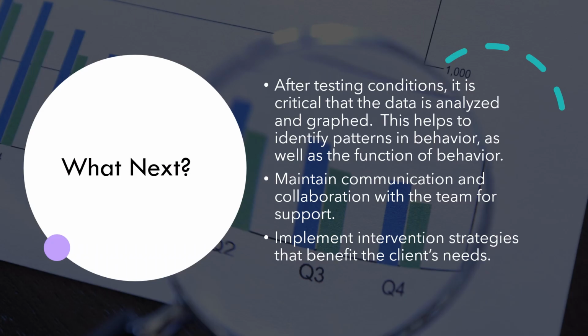So, what happens after testing all the conditions? The data that was collected should be graphed and analyzed. This helps to identify patterns in behavior as well as the function of behavior. When implementing intervention strategies, make sure that the client's needs are met. Finally, communication among the team as well as with the client and their family is crucial in ensuring a successful intervention.